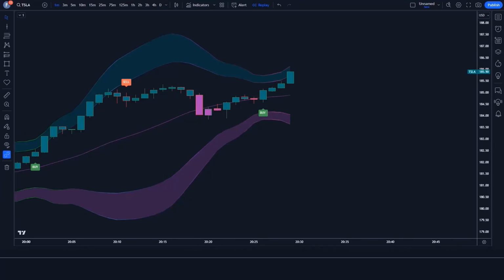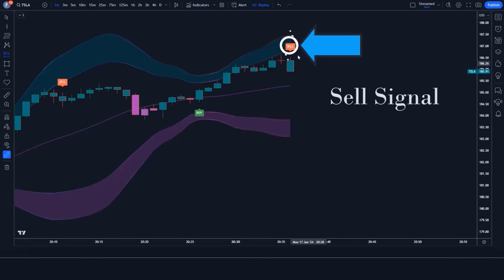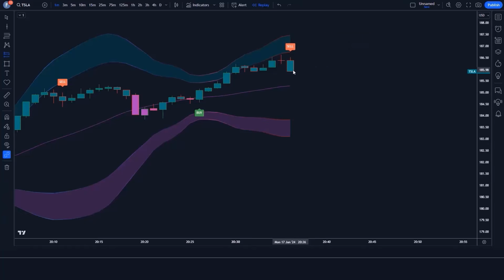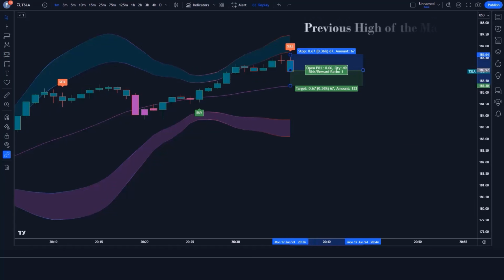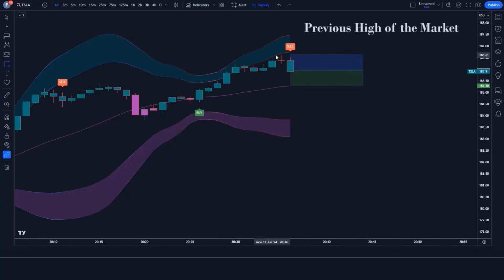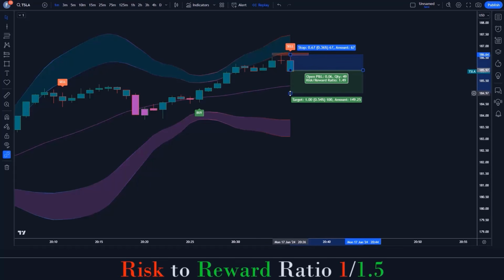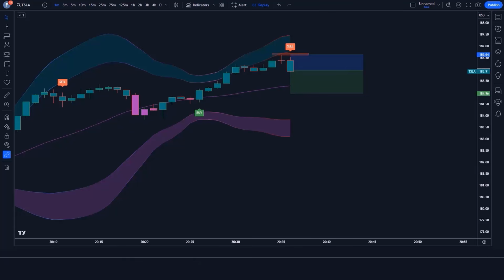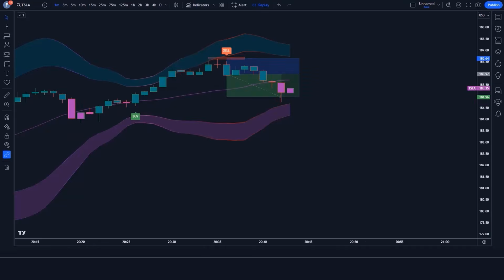Let's see how we use these trading setups. When the Community Algo Indicator gives us a sell signal, and the market forms a bearish candle, if this condition is fulfilled, then we will place a sell order. Our stop loss is to be placed at the previous high of the market, and the risk to reward ratio will be 1:1.5. The market has completely hit the target.